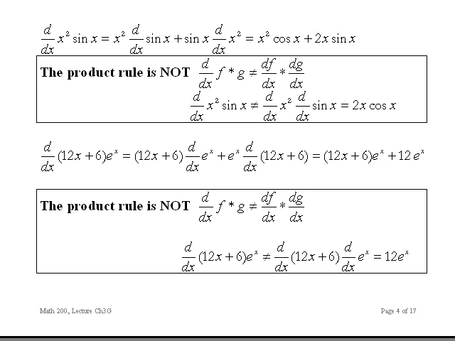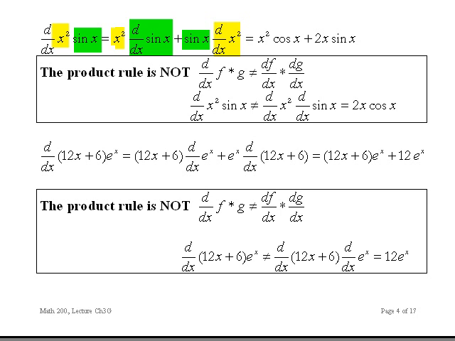So here are two examples. In this first case, I have a function x squared, and I have it multiplied by the sine of x. So f is x squared, g is sine x. I want to take the derivative. First, I hold the f constant, so I just hold the x squared constant and take the derivative of g. Then I hold the g constant and take the derivative of f.